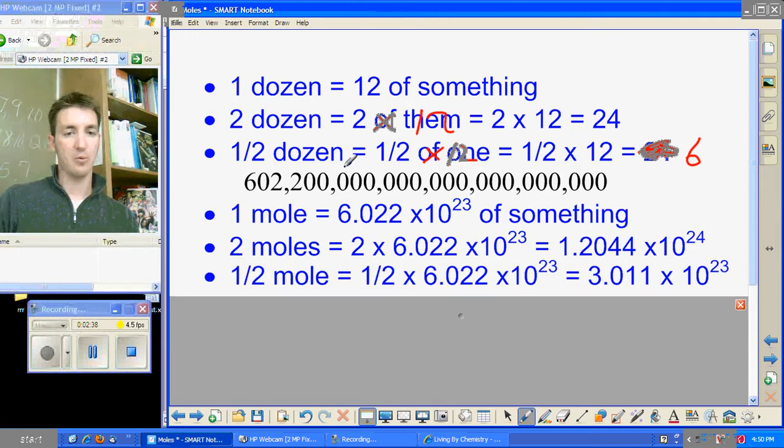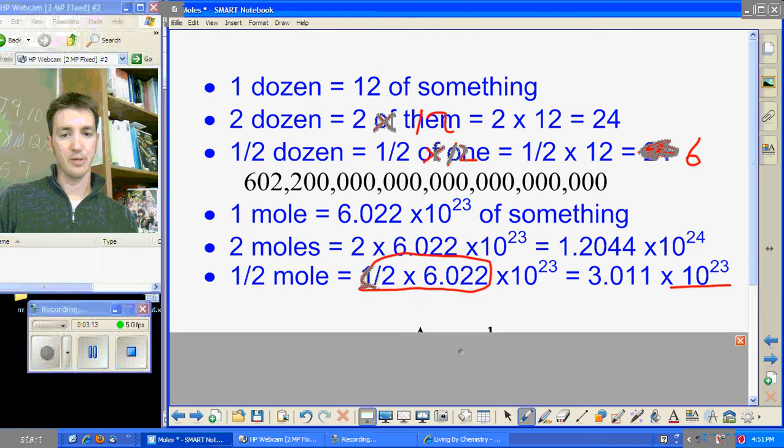If I have half a mole, so half a dozen, it's half times a dozen, so half times 12 is 6. Half a mole is half times 6, so half of 6 is 3. So it's 3 times 10 to the 23rd. So do the math with this first, then just add on the 23rd. But yeah, it's too unimaginable of a number to really work with very easily, and it's tough to say.